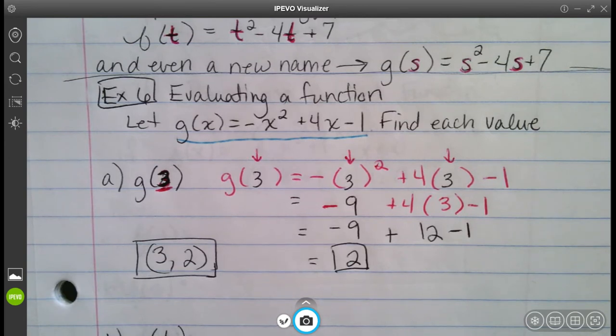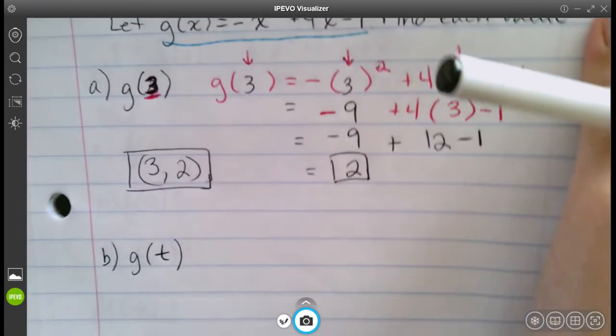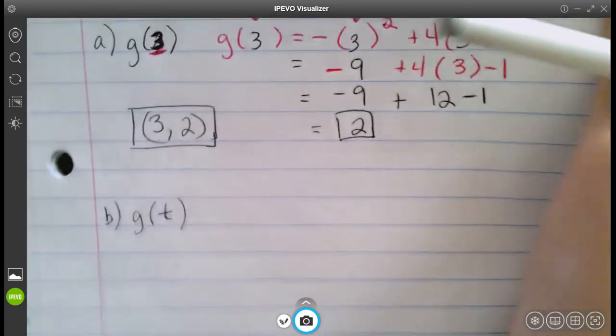So if you have any questions about that, let me know and I can give you a different view of that if you need it. We're going to move on. We have another example for this same function. We have g of t now.